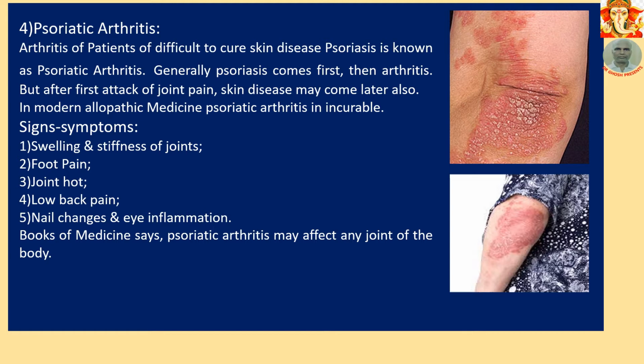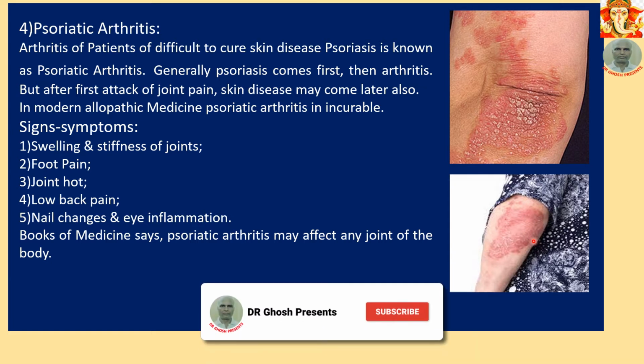In modern allopathic medicine, psoriatic arthritis is incurable. Signs, symptoms: swelling and stiffness of joints, foot pain, joint hot, low back pain, nail changes and eye inflammation. Books of medicine say psoriatic arthritis may affect any joint of the body. A few examples have been demonstrated here. This is psoriasis, the joint is also affected.